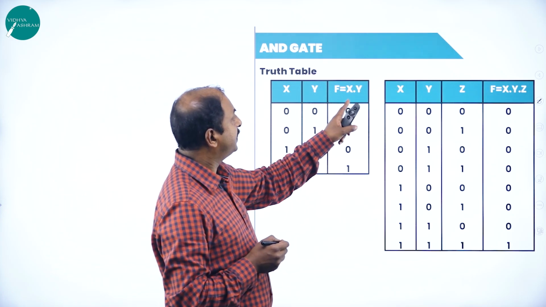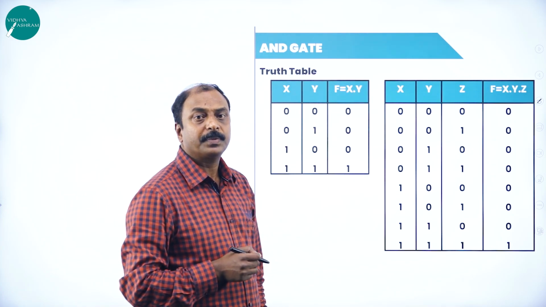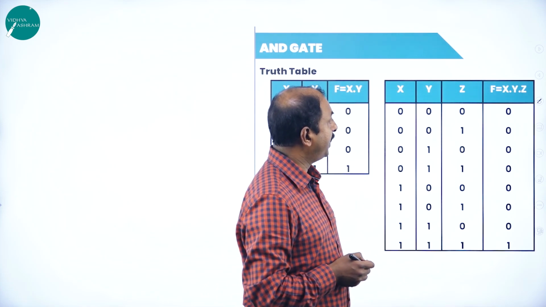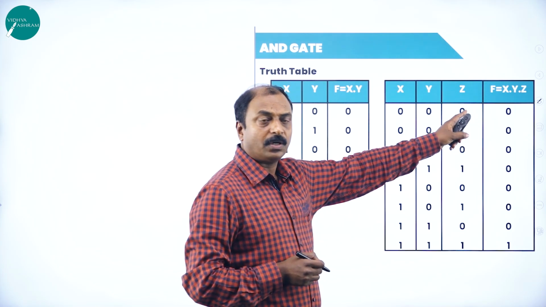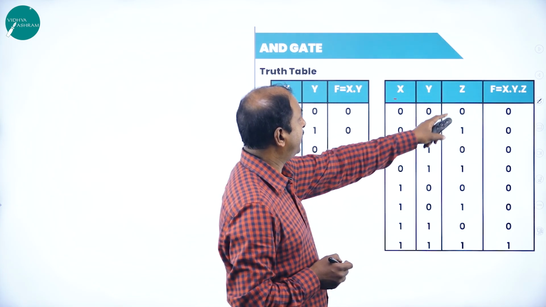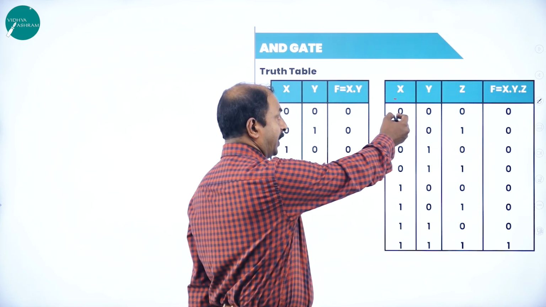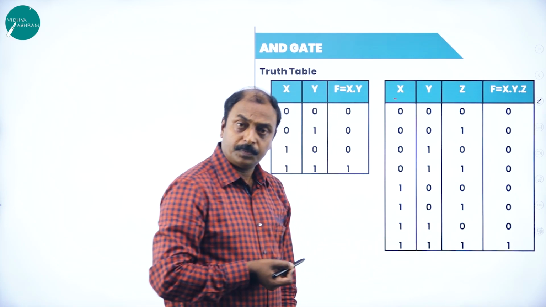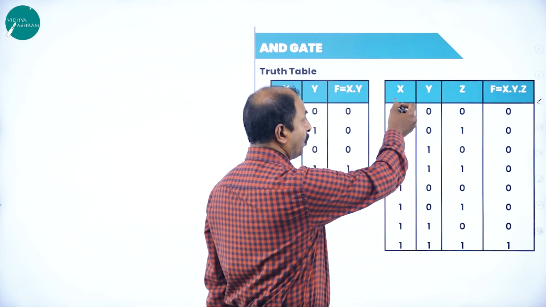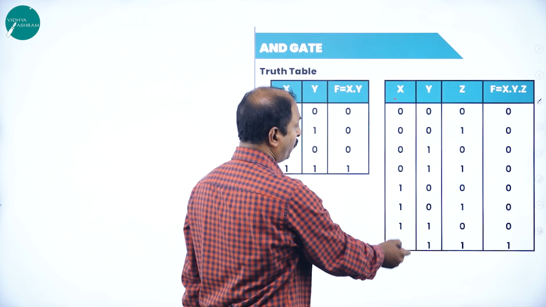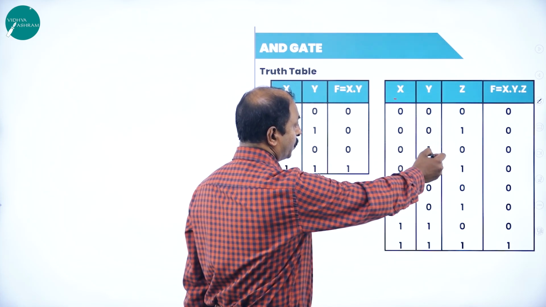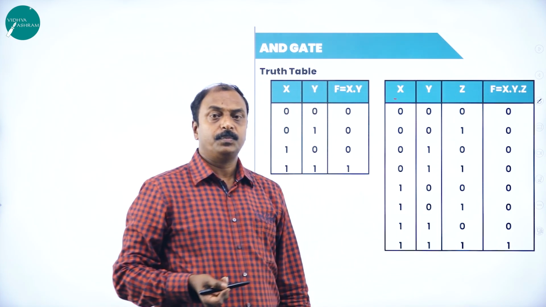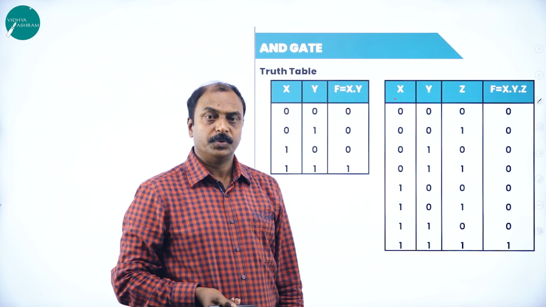We represent it with X dot Y, that is, dot represents AND gate. This is a truth table for 3 input AND gate. There are 3 input signals or variables X, Y, Z. Just now I have told you how to write a truth table with 3 input signals, that is 8 combinations. First 4 zeros, 4 ones. Next 2 zeros, 2 ones. And here 0, 1. That is how we write the input combinations for 3 input signals.